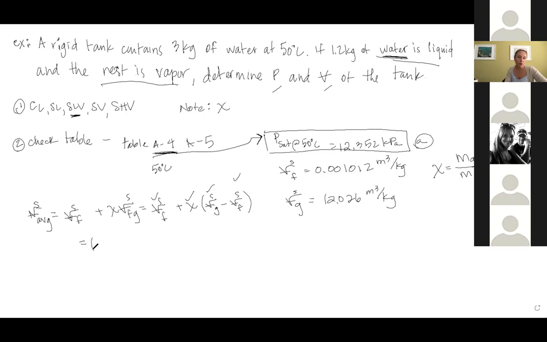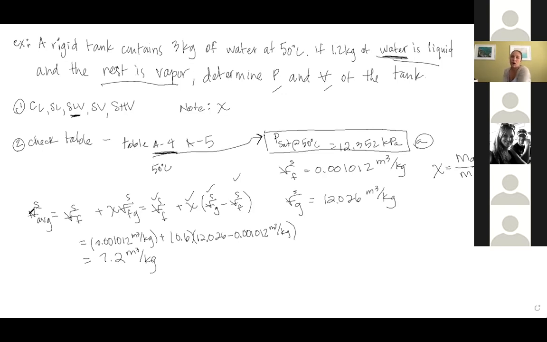So the specific volume of our saturated liquid is 0.001012 cubic meter per kilogram, plus our quality, which is 0.6, times our change in specific volume in the saturated liquid vapor region, which is going to be 12.026 minus 0.001012 cubic meter per kilogram. Now we're adding cubic meter per kilogram to cubic meter per kilogram, which will give us a specific volume term. That makes sense. So solving this out, we get 7.2 cubic meter per kilogram.